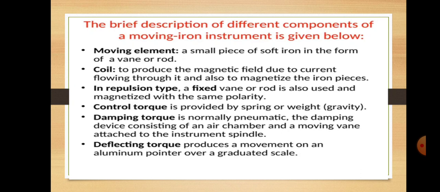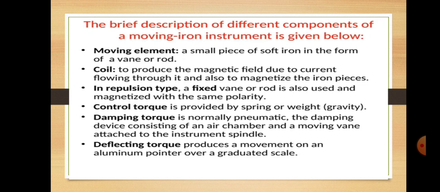Then the second is the coil, to produce the magnetic field due to current flowing through it and also to magnetize the iron pieces. Many a time in such instruments a current carrying conductor or a coil is used so that a magnetic field is produced in that particular region. So we use a coil for this purpose. When we apply current in this coil, it will produce the magnetic field.